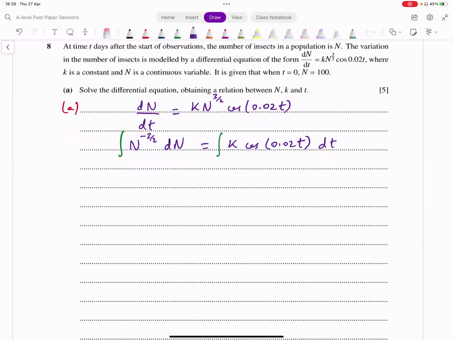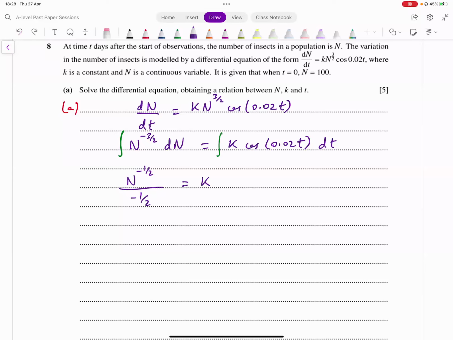Now, what's the integral of n raised to power -3/2? You add 1 to the power. It becomes n raised to power -1/2. -3/2 plus 1, that's -1/2. You divide by this increased power. -1/2 से आपने divide कर दिया. On the other side, you have k as a constant into cos of 0.02t.